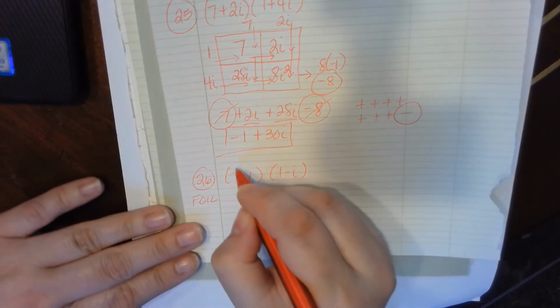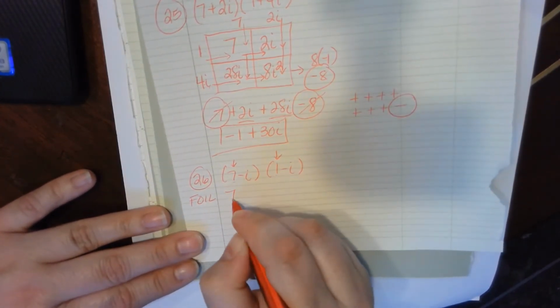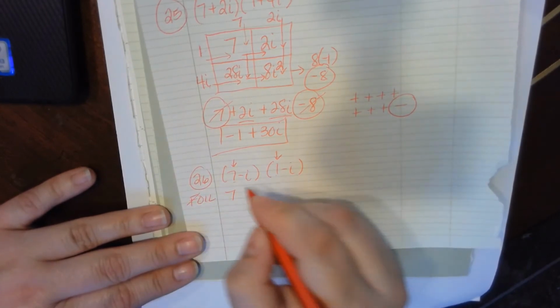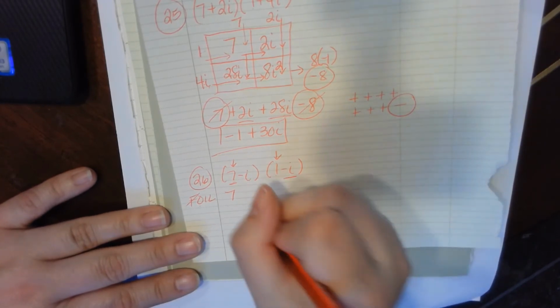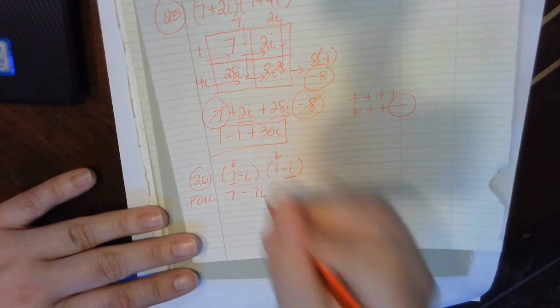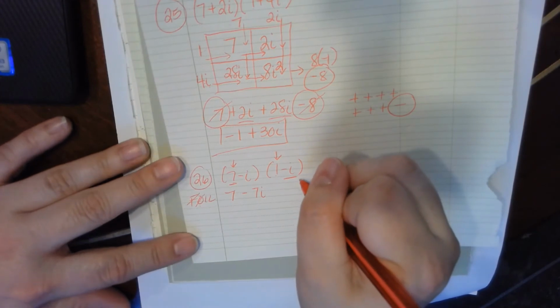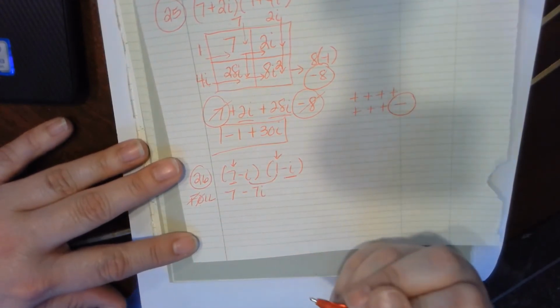All right, so first numbers, 7 times 1 is 7. Then I'm going to do the outside numbers. So I've got 7 and -i, which is going to give me a -7i. That's the outside. Inside will be the -i and the +1.